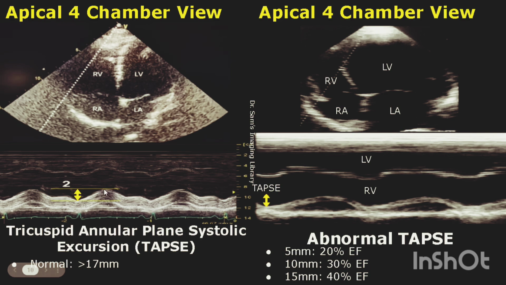The cursor passes through the tricuspid annulus, which is located here, and gives us this M-mode tracing. This wave is measured. In normal cases, this value is more than 17 millimeters. In this image, the TAPS value is less than 17 millimeters. These are the TAPS values which correspond to an approximate ejection fraction percentage.